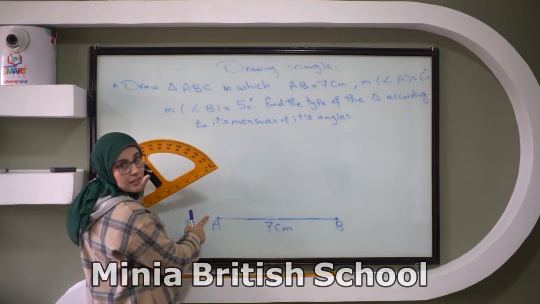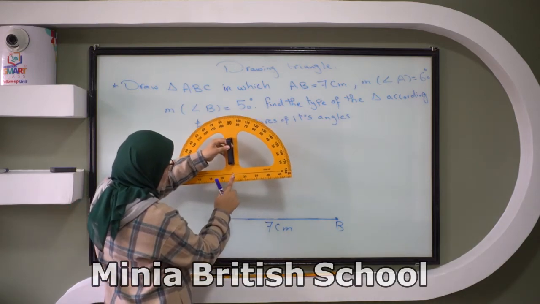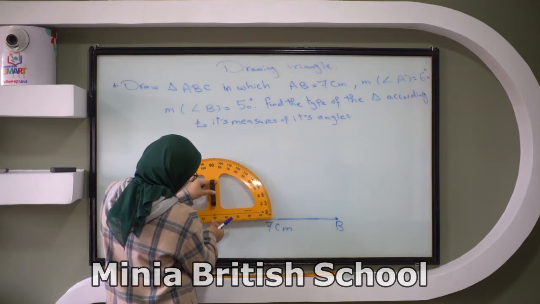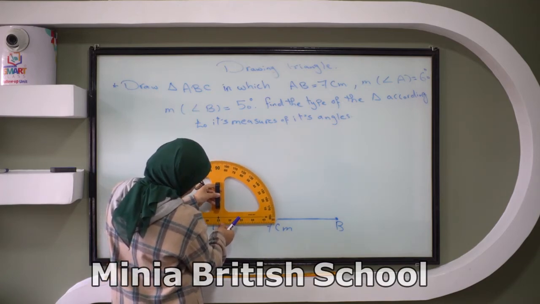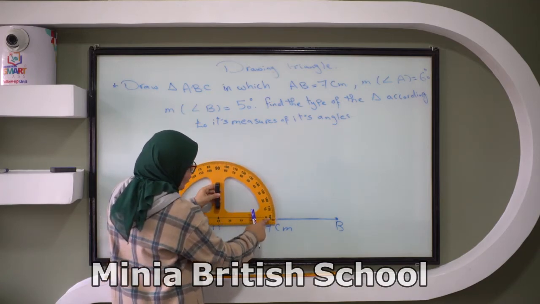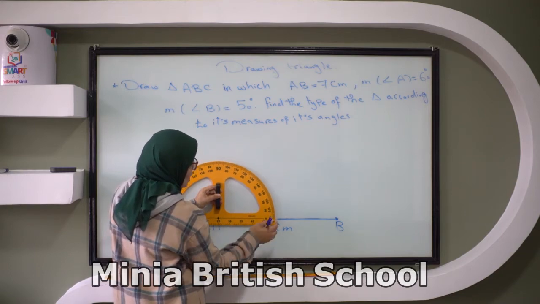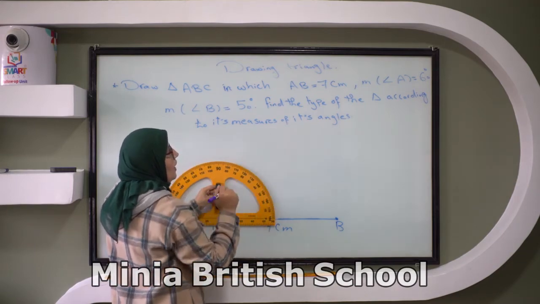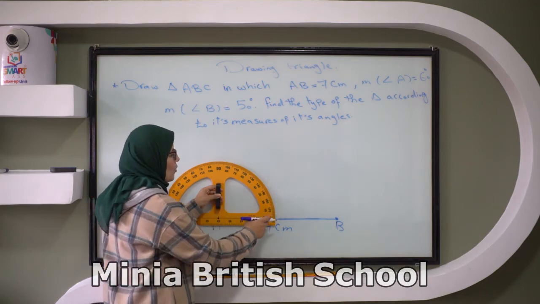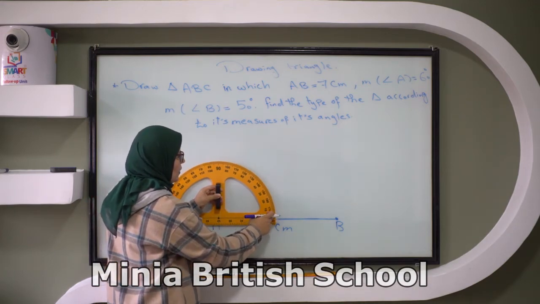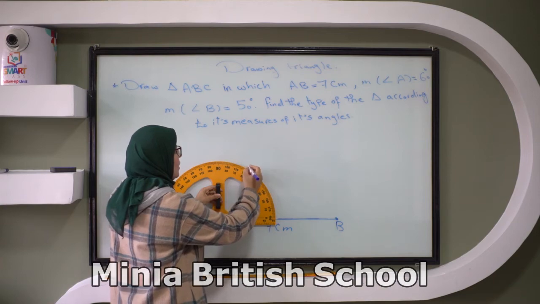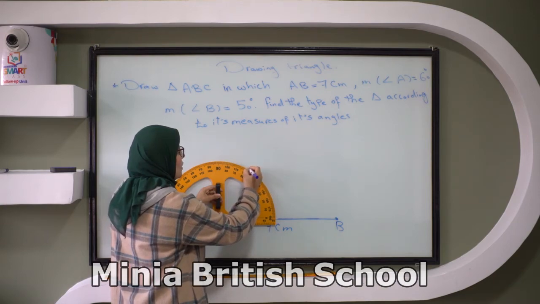Where is vertex A? Here. So, I will put the center of this protractor on vertex A. And the line of 0 of this protractor above the line of this side. Then A equals 60, so I will start counting from 0 until I reach 60. Where is 60? Here. So I will make a dot here.